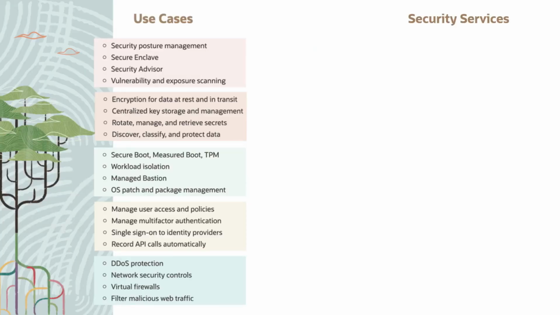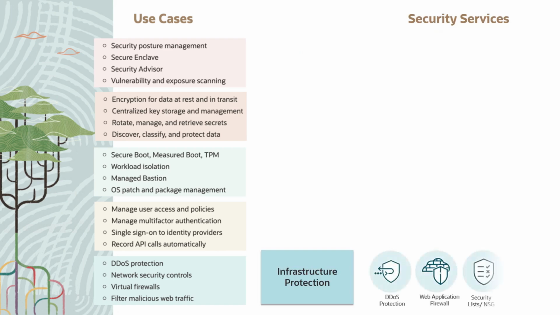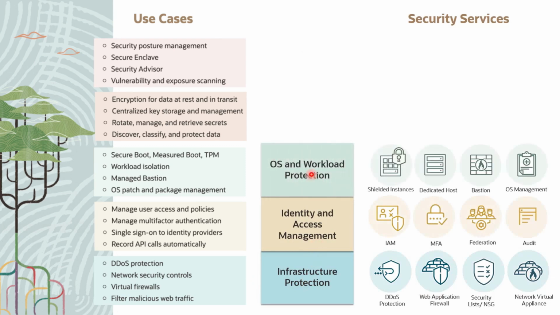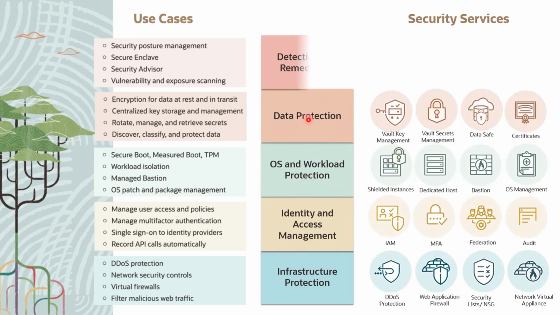In this slide, you see that OCI provides a layered security mechanism. On the right, you can see the services that are mapped to these layers, and on the left, you can see the use cases of each of these services. And you can see there are different layers, right? So there is infrastructure protection, then there is identity and access management, there is operating system and workload protection, there is data protection services, and then lastly, there is detection and remediation.